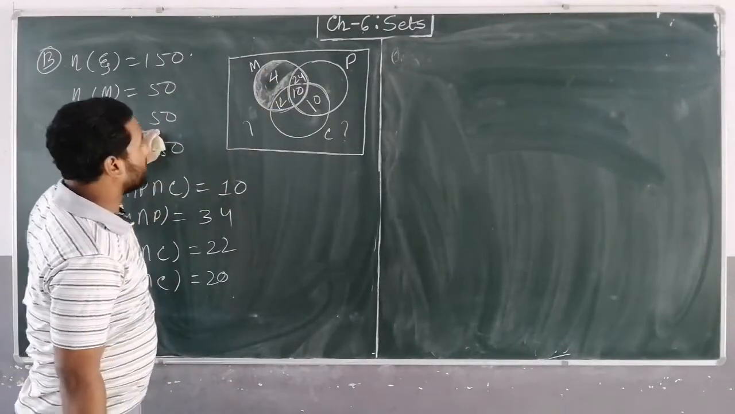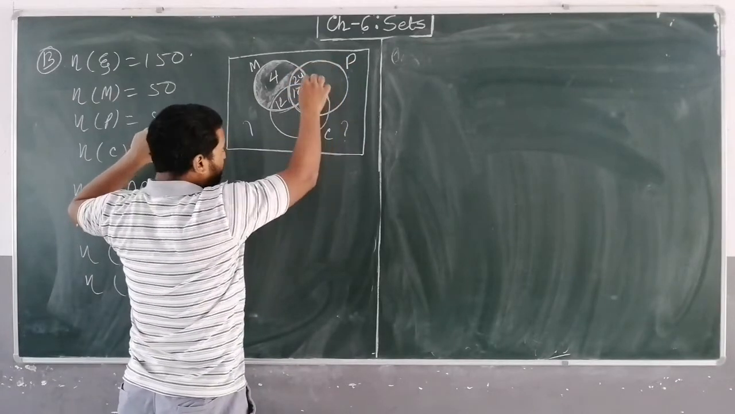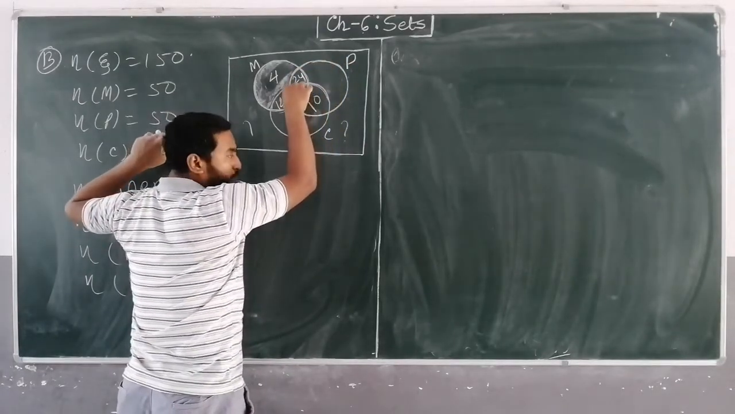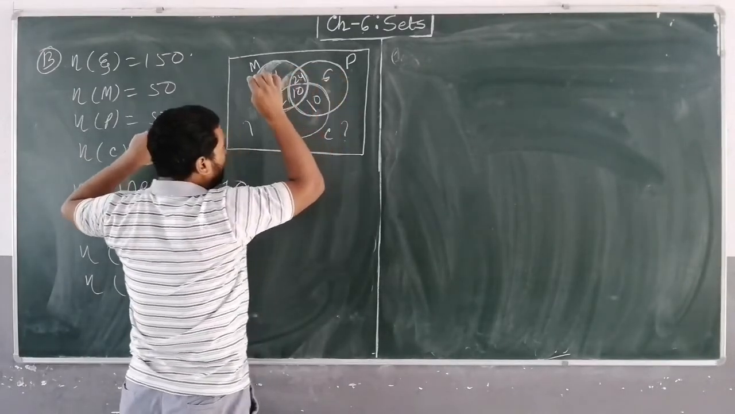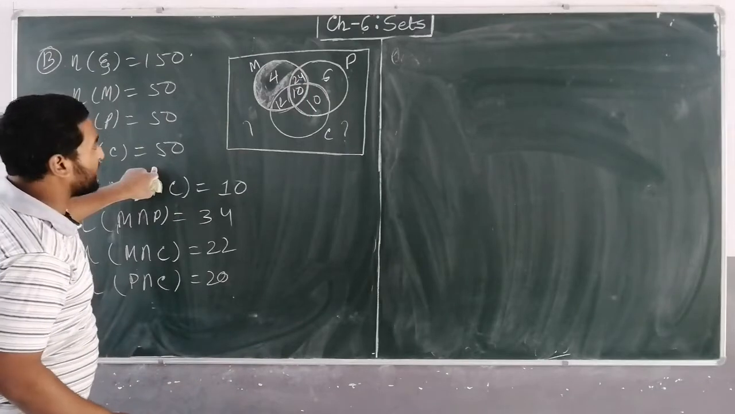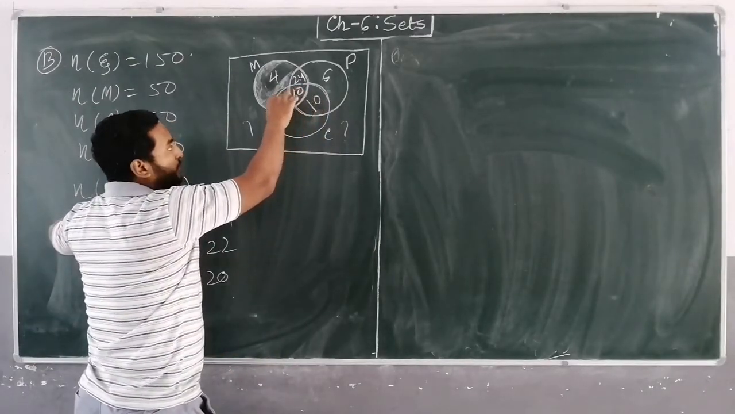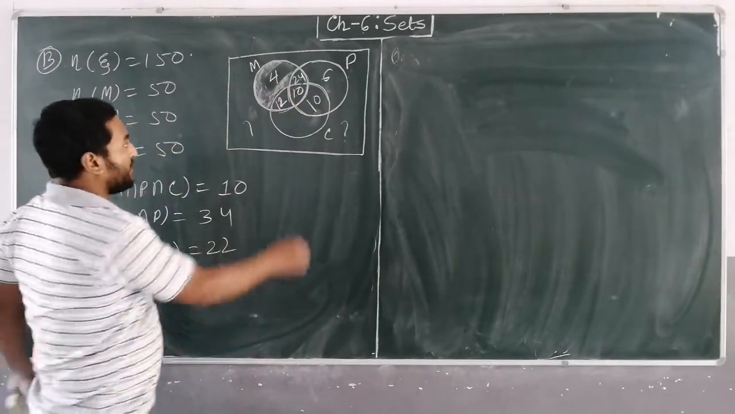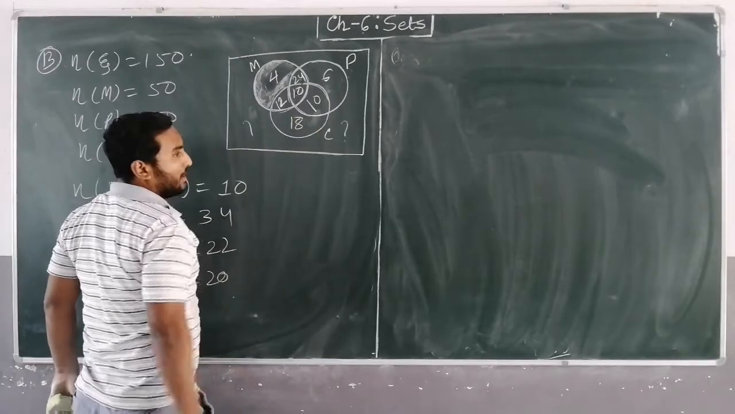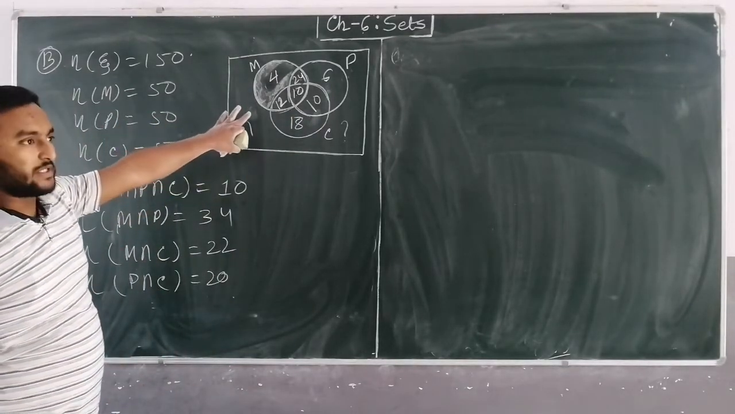Okay, and physics also 50. So inside physics there should be 50 also. So 10 and 10, 20, 20 and 24, that is 44. So here it will be 6 only. And number of students studying chemistry, that is also 50. So here 10 and 10, 20, 20 and 12, that is 32. 32 means here it will be 18. Okay. So in this way you can see that very easily.